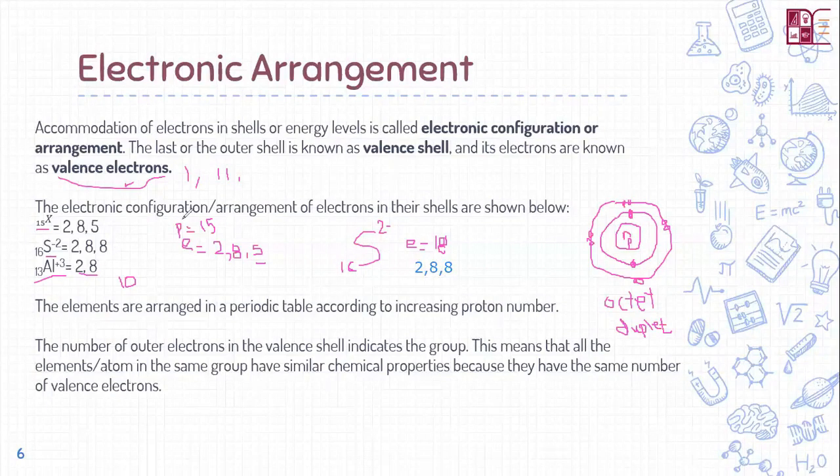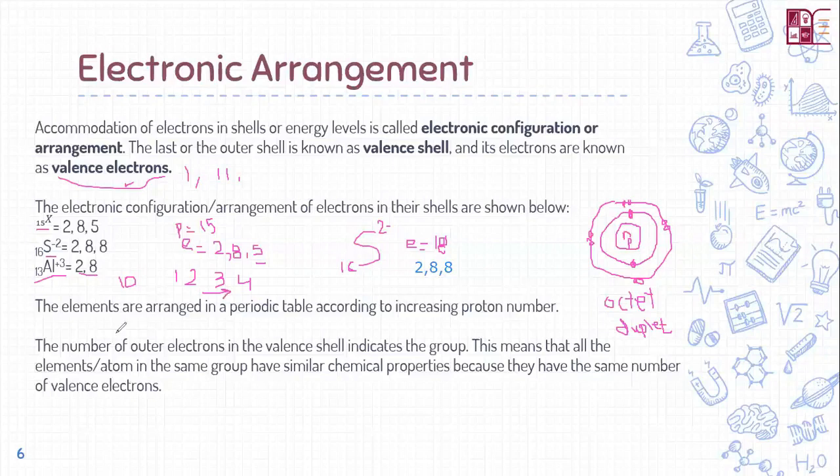Coming to the next point, the elements are always arranged in the periodic table with their increasing proton number. Supposedly, the first one is going to be hydrogen. Hydrogen has proton number 1. Helium has 2. Then comes the rest, 3, 4. They are always going to be in increasing proton number, right?